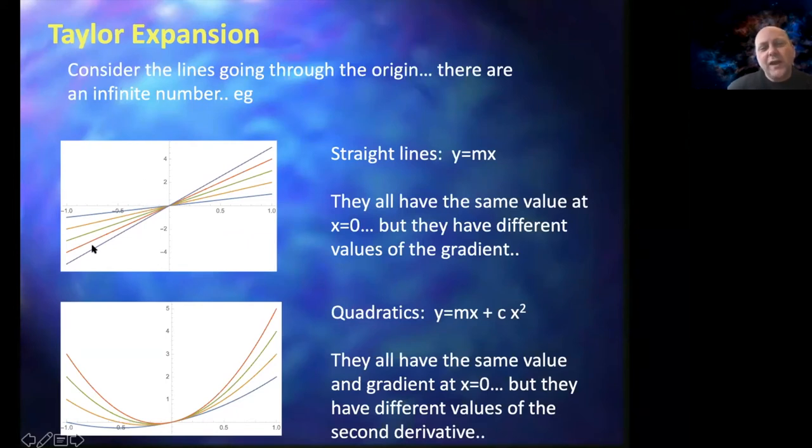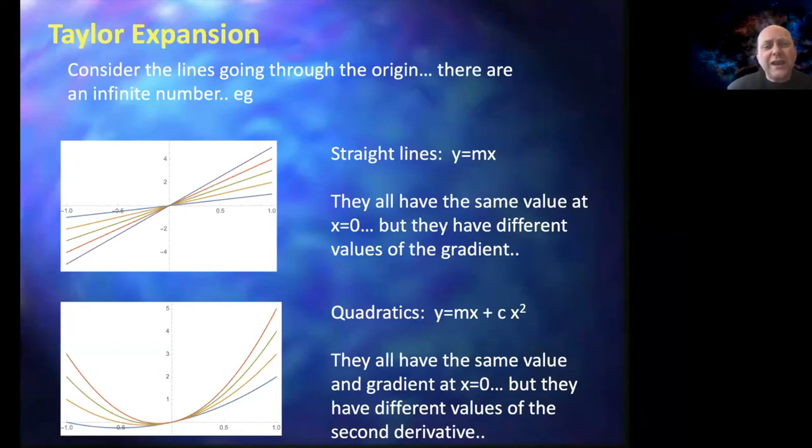But to take you through that, I'm going to think about all of the lines that go through the origin. And obviously, there's an infinite number of lines that can go through the origin. You can draw anything you want, as long as it goes through this point. But let's start trying to classify those lines.